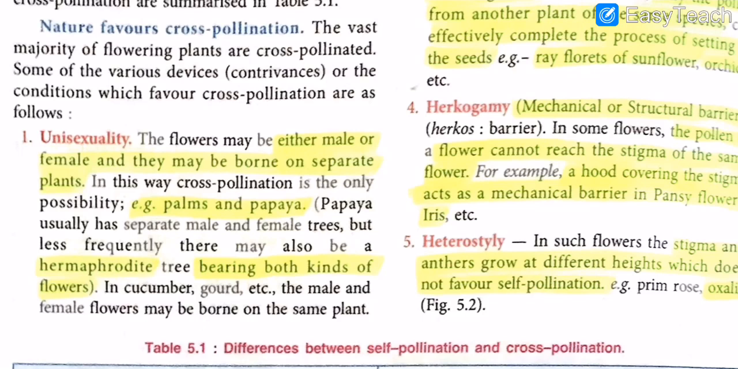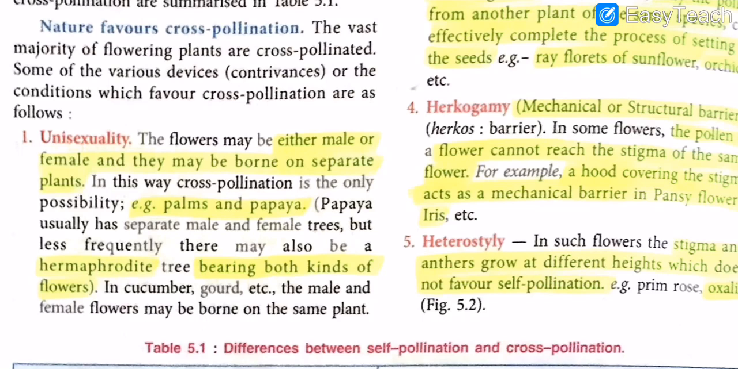Okay. Nature favors cross-pollination. So the vast majority of flowering plants are cross-pollinated. Some of the various devices or conditions which favor cross-pollination are as follows. Now, first one is unisexuality. The flowers may be either male or female, and they may be borne on separate plants. So in this way, cross-pollination is the only possibility.